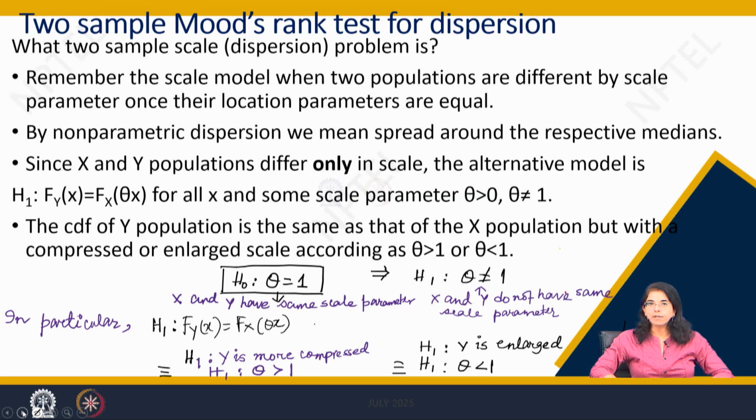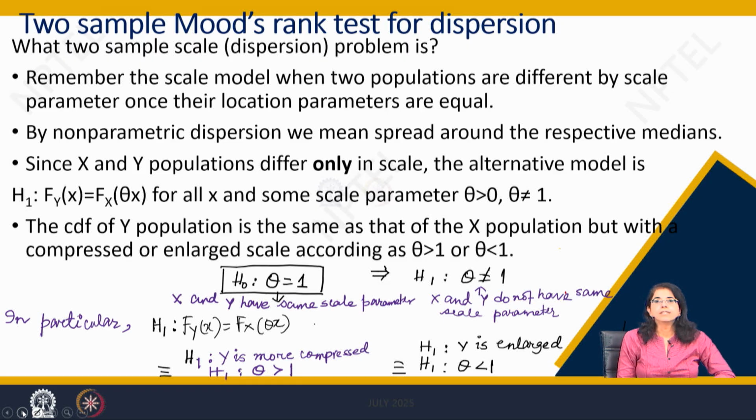Since the X and Y populations differ only in scale, the alternative hypothesis is H1: F_Y(x) = F_X(θx). So θ is the scale parameter, and the scale parameter must be greater than 0. It is always positive, and θ is not taken as 1. Why? If you take θ as 1, what do you find? If we just replace θ with 1 in the alternative hypothesis, then F_Y(x) will be F_X(x). That means the two distributions are the same. So θ equal to 1 is the concern under the null hypothesis.